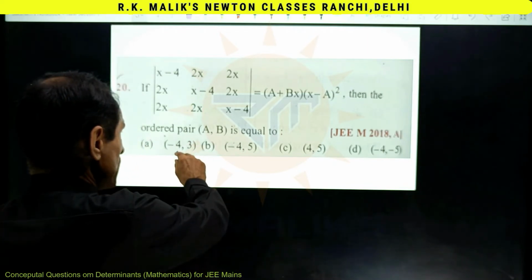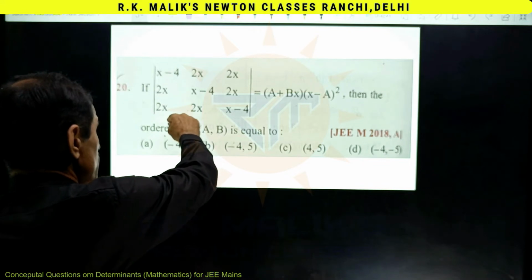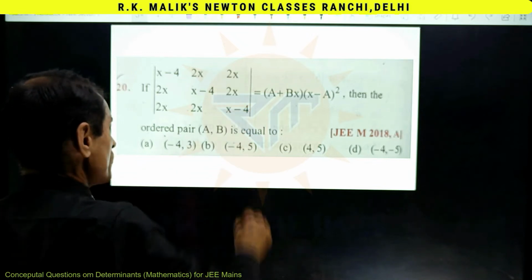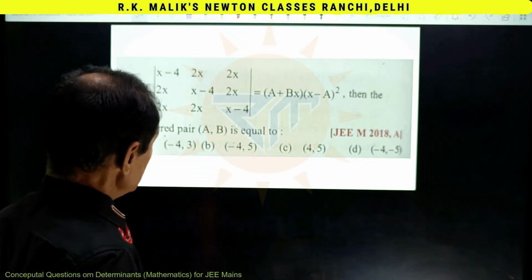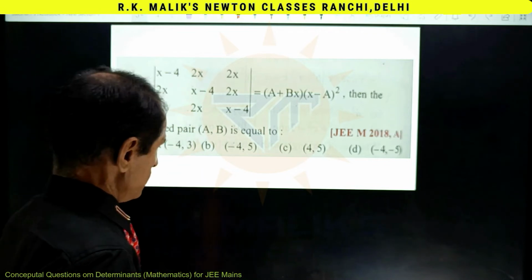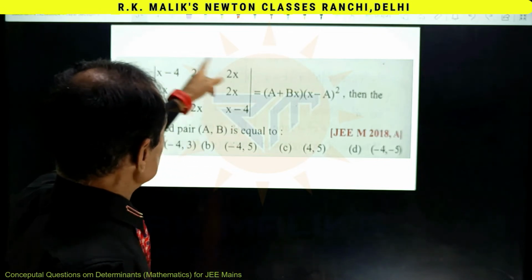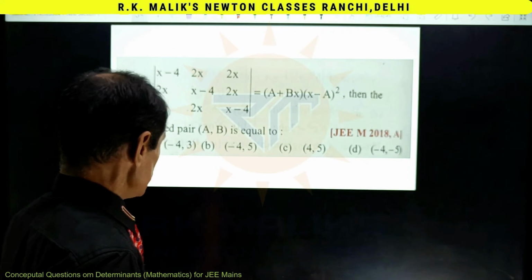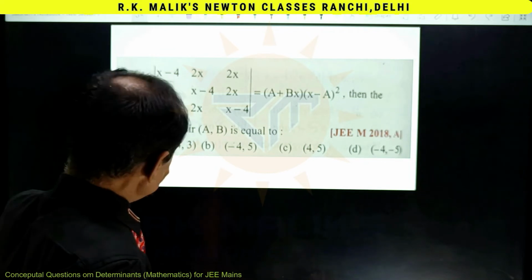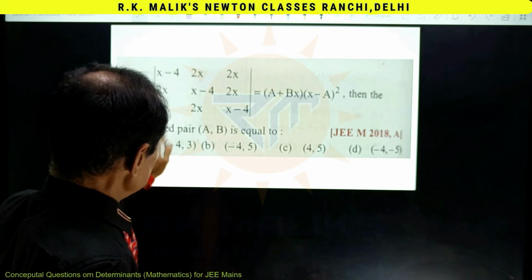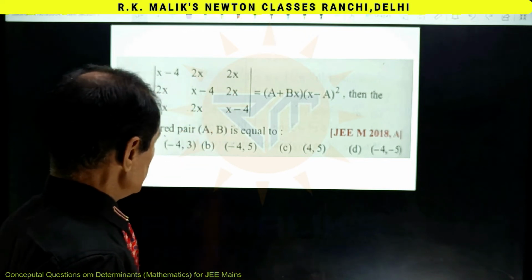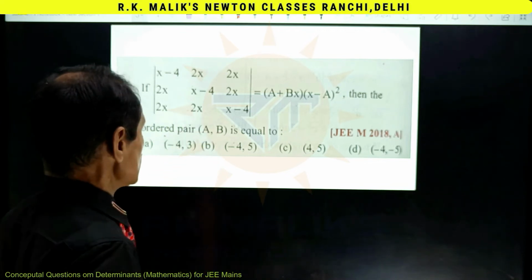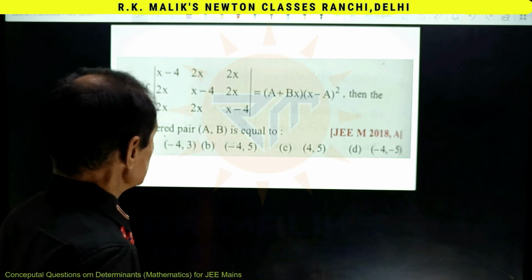By taking a equal to minus 4, these three elements become minus 8, minus 8, minus 8. Here also minus 8, minus 8, minus 8. Here also minus 8, minus 8, minus 8. That is, all three columns become same, so the value of the determinant will become 0 by taking x as minus 4. But the point to be noted is, because by taking x equal to minus 4 three columns are becoming same, it means minus 4 is at least a twice repeated root of the given determinant.